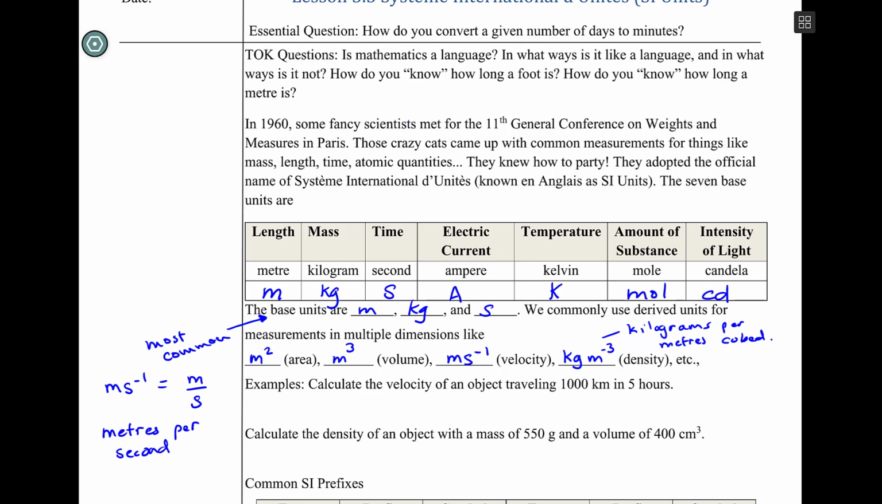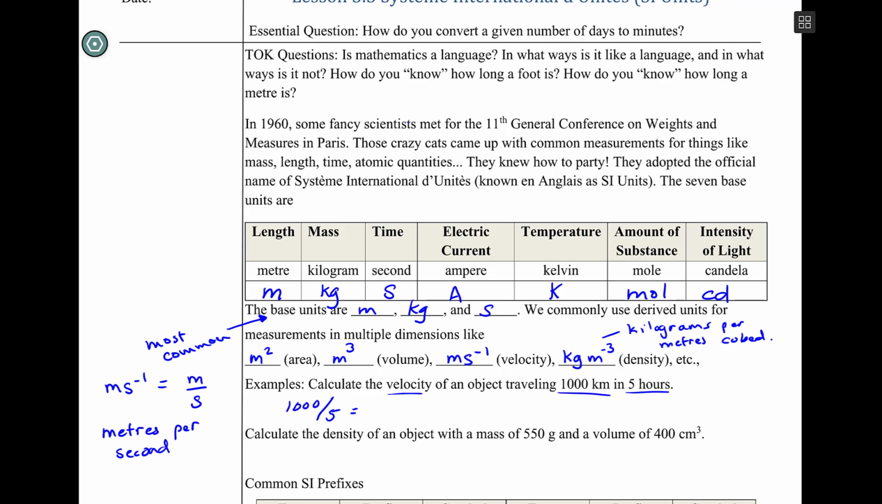Okay, so let's look at a couple of examples real quick. We want to calculate the velocity of an object that is traveling 1,000 kilometers in 5 hours. So we want to make sure that we are using the right kind of notation here. We're talking about kilometers per hour, right? The velocity is something that is going to be written out as kilometers per hour or meters per hour, something like that. But it's a division problem, right? It's distance divided by time.